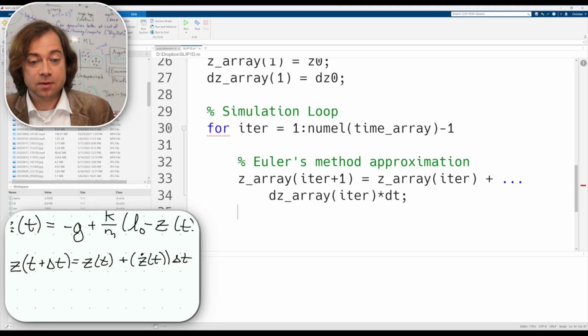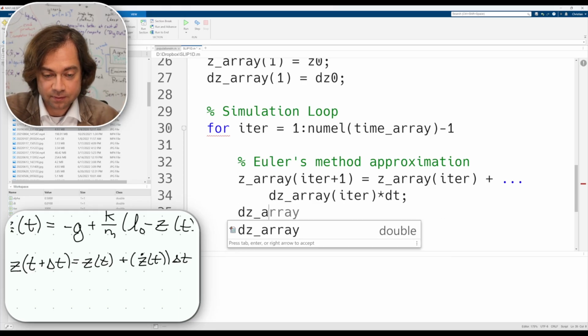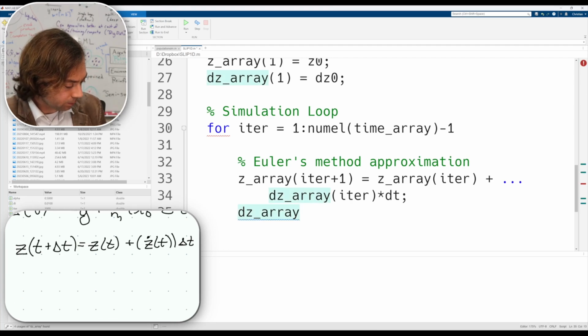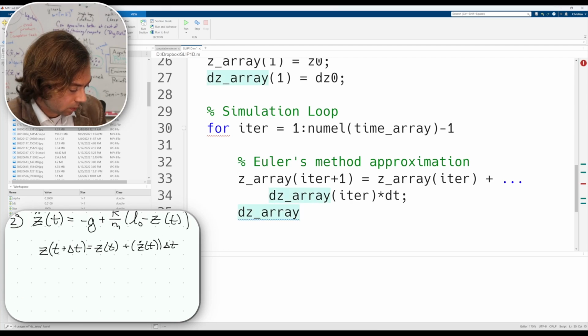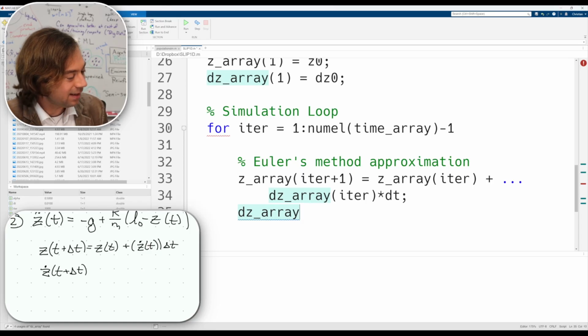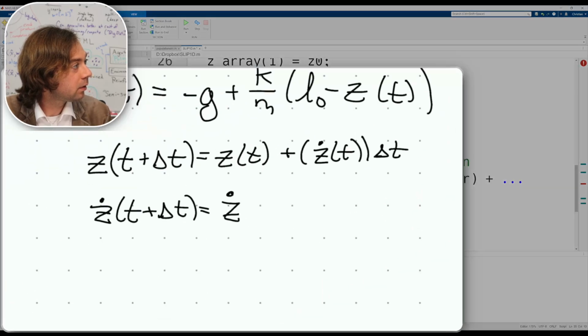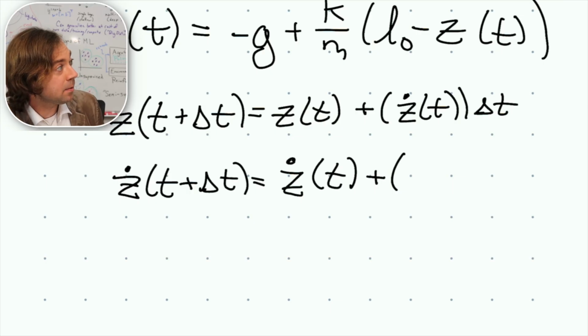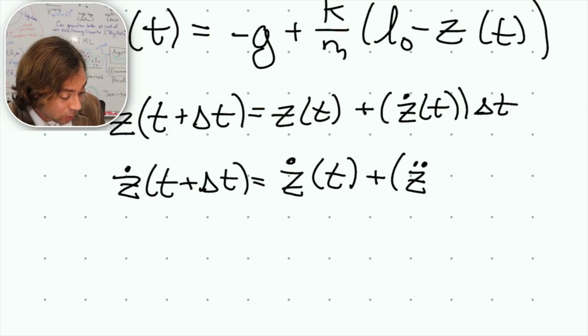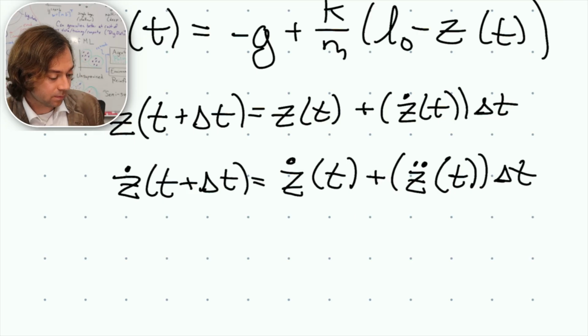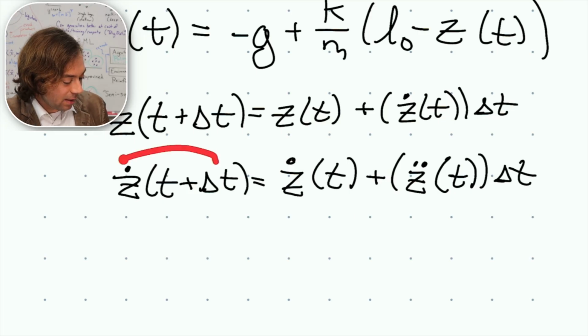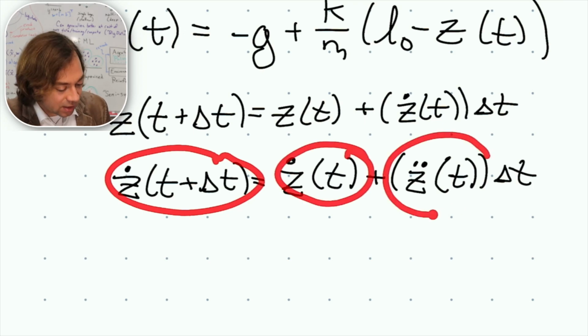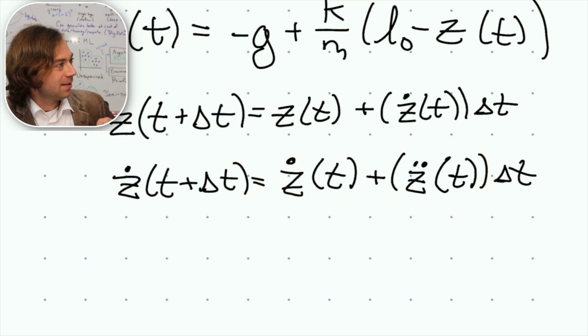Now we just got to do the same thing again for the DZ array. Z dot of t plus delta t is equal to the current Z dot of t plus the time derivative of that, which is Z double dot of t times delta t. That's Euler's method. The next step is equal to the previous step plus the change times delta t. Boom, right? So that's what that is.